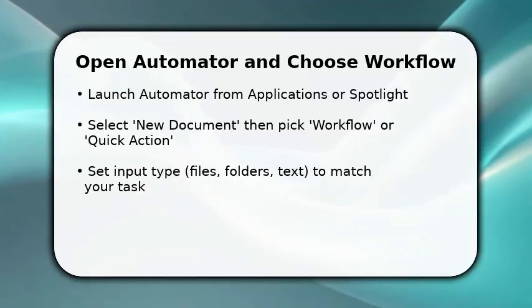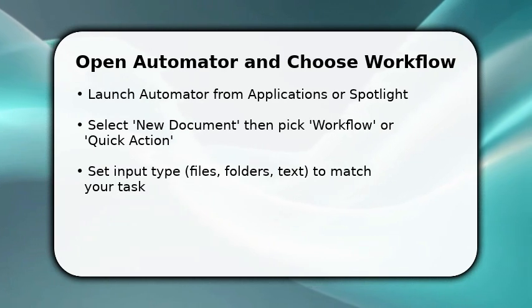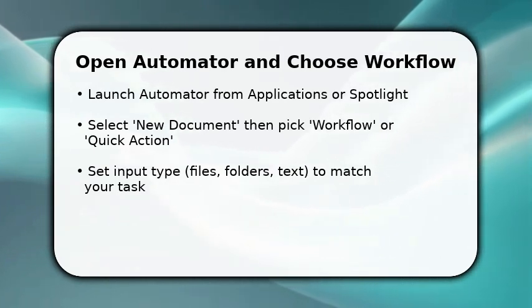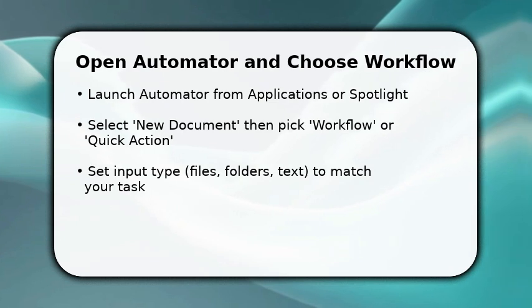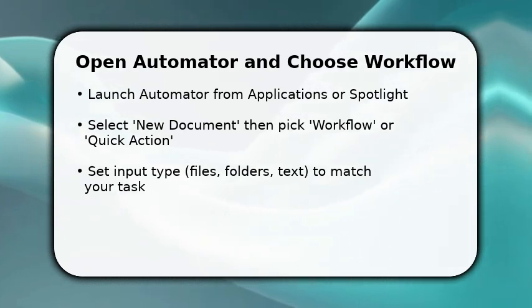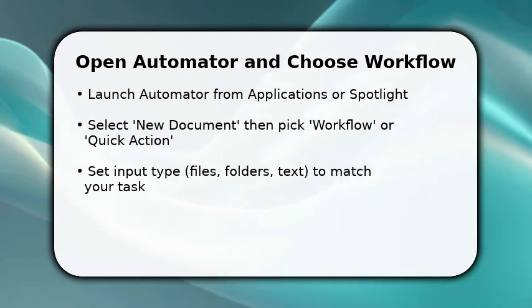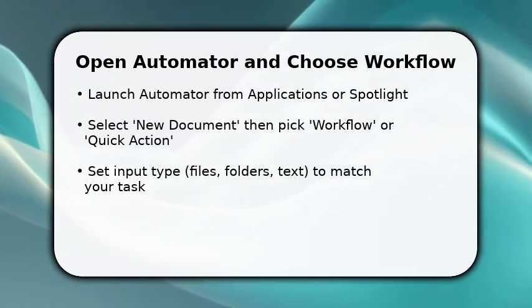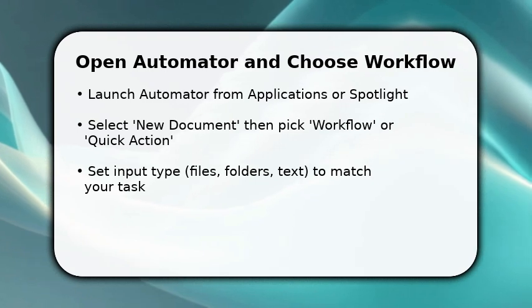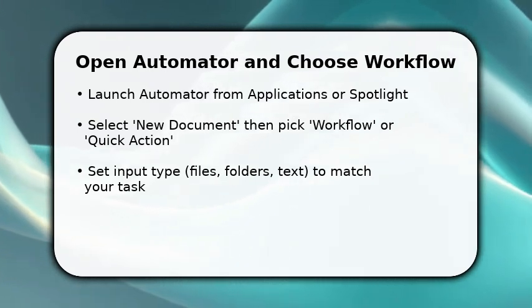You start by opening Automator so you can build an automated task quickly. Choose New Document and pick Workflow or Quick Action depending on where you want it to run. Make sure to set the input type, files, folders, or text, because Automator filters actions based on that. Once that is selected, you'll see the library of actions on the left.